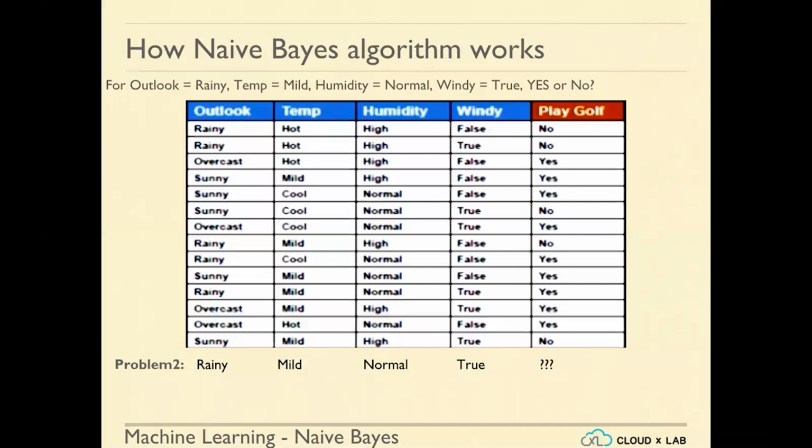All right, now there could be many things, right? There could be many parameters. One is outlook, temperature, humidity, windy, and based on these 4 columns, can we predict the 5th column, which is whether golf will be played or not? Given this data, the problem that could be asked to you is, if the outlook is rainy, temperature is mild, humidity is normal, and windy is yes, in that case, do you think that golf will be played or not?